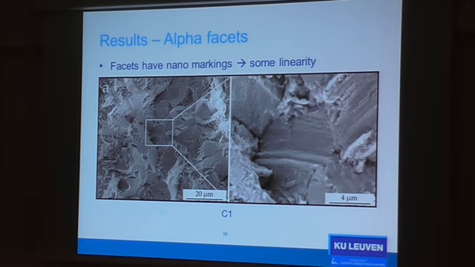So the most interesting thing I found in my results is that the facets are not flat, but there are markings at the nanoscale. For nearly all of the facets, these markings are linear. So you see if you zoom in on these facets, they have some linearity to them. Also the next one here, there's some linearity to them.